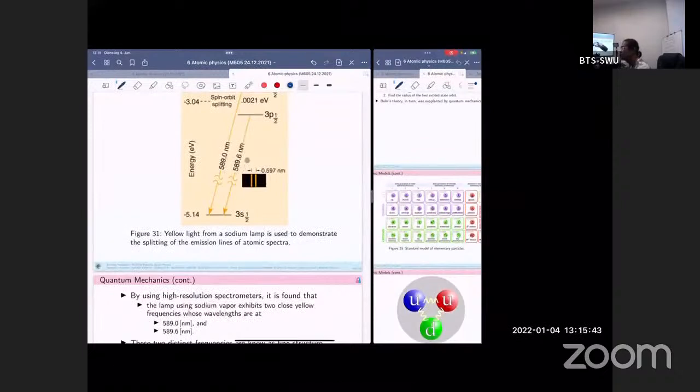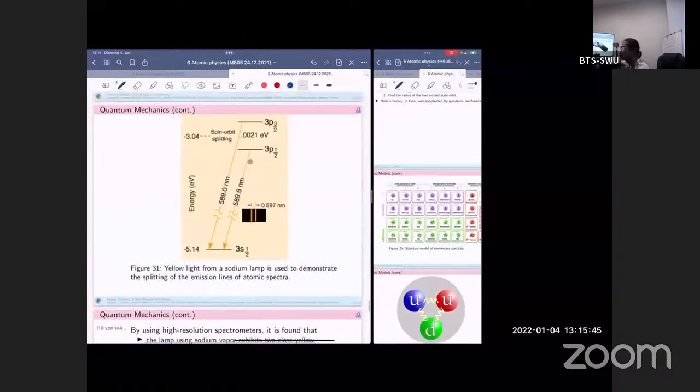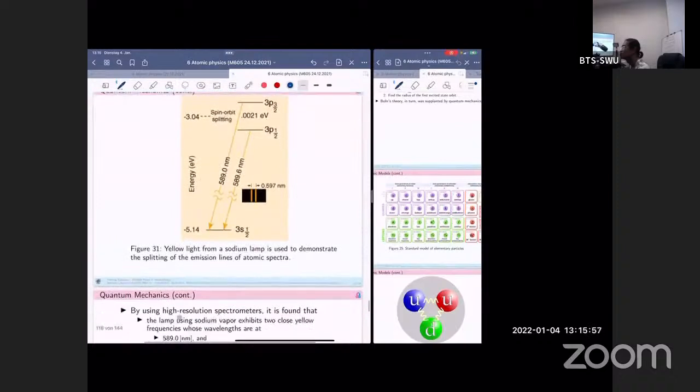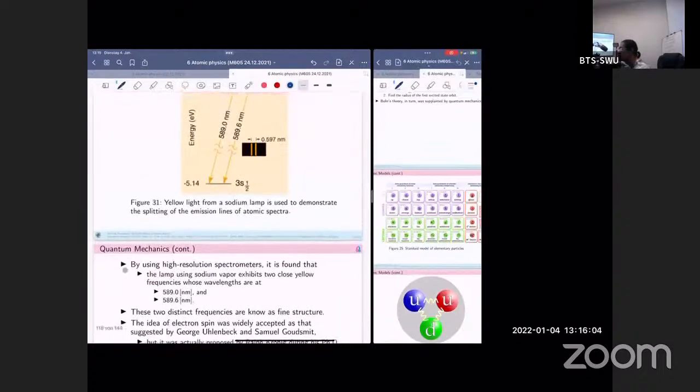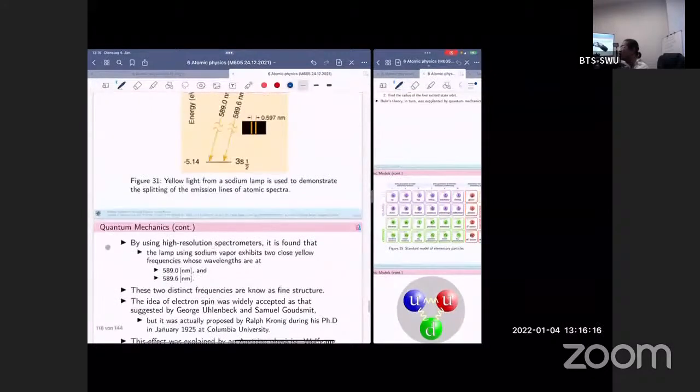589.0 and 589.6 nanometers. So the difference in wavelength is only 0.6 nanometer, but they are different. They are not from the same energy level, and you need to use a high precision spectrometer to observe the light from these two levels. It's beyond the ability of our human eyes to detect the difference of wavelength from the yellow light.